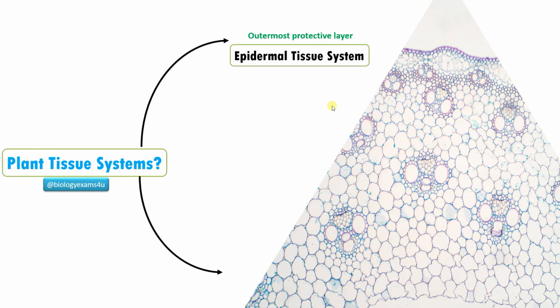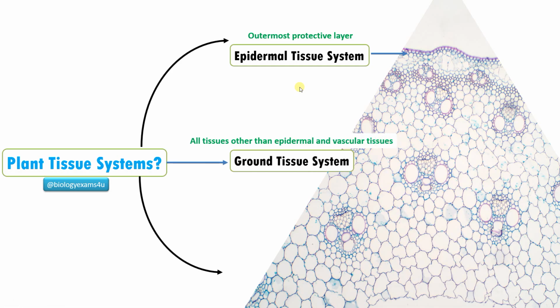Let me summarize. The first tissue system is the epidermal tissue system that forms the outermost protective layer with cuticle or trichome. Sometimes there may be velamen tissue or bulliform cells. These are some specialized structures. Then there is ground tissue. Everything other than this epidermal tissue system and vascular tissues constitute ground tissue system, which is primarily made up of parenchyma cells, as you see here, involved in storage.